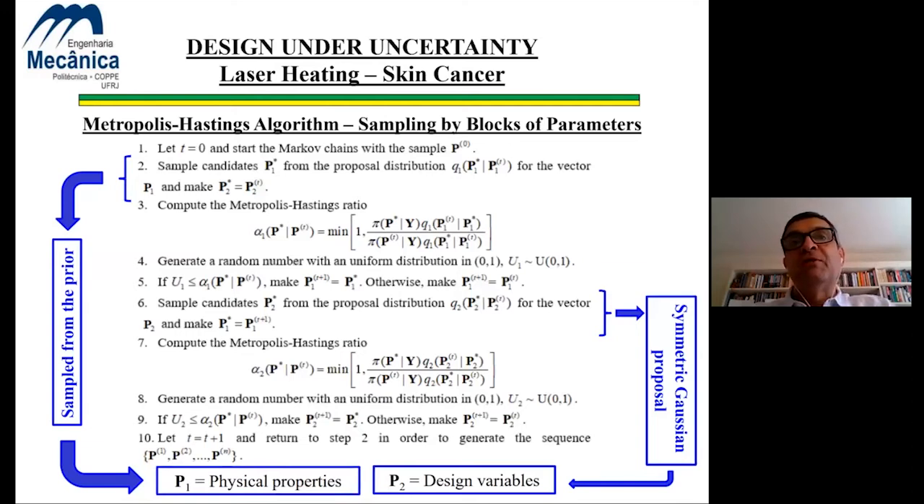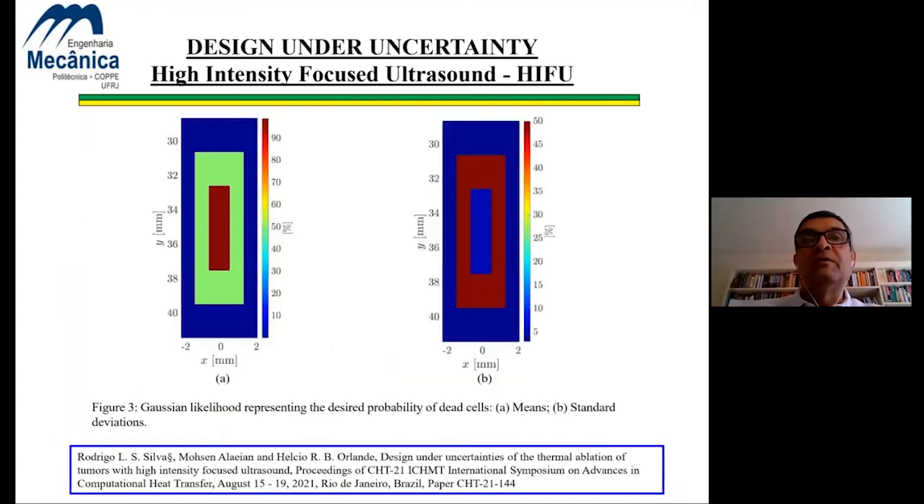The samples of the posterior distribution for this case were obtained with a version of the Metropolis-Hastings algorithm with sampling by blocks of parameters, because we clearly have two distinct blocks of parameters. One is the physical properties of all the tissues, and the other one is the design variables, which in this case we consider only two design variables given by the heating time and the vertical position of the transducer. The means and the standard deviations of a Gaussian likelihood are presented in these two figures.